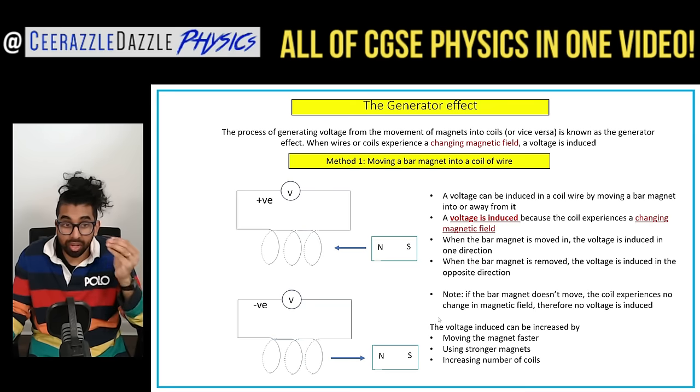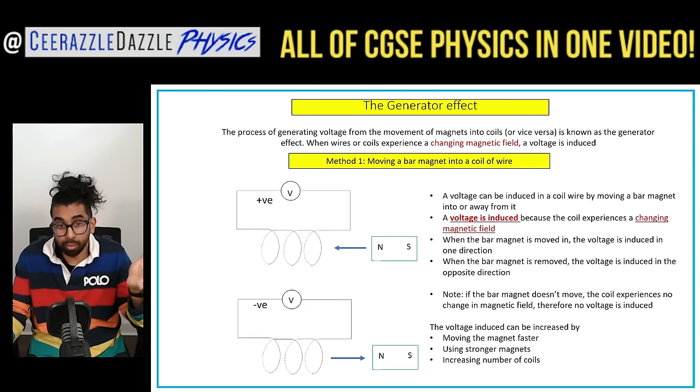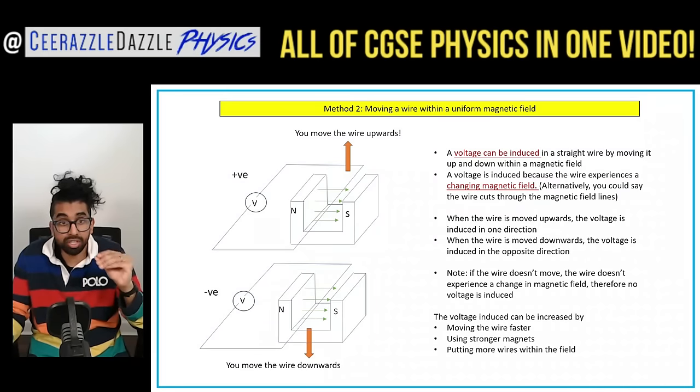In order to get a greater magnitude of the voltage, you can simply move the magnet faster, or you can use stronger magnets, or increase the number of coils per unit meter. So by increasing the number of coils, you would generate more voltage if you move that bar magnet in. The second method to generate voltage is the following.